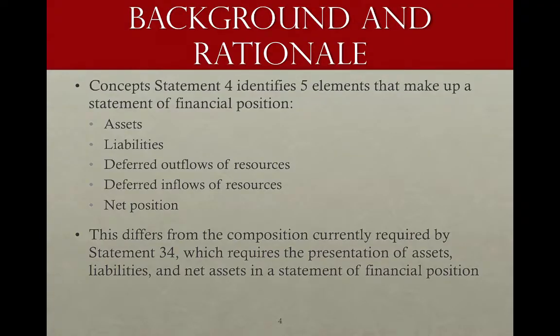The path towards Statements 63 and 65 began with GASB Concept Statement number 4. GASB Concept Statement number 4 defines elements of financial statements, or the things that are reported in financial statements. In a statement of financial position, like a balance sheet or a statement of net assets, the GASB identified 5 distinct elements: assets, liabilities, deferred outflows of resources, deferred inflows of resources, and net position, which is the cumulative amount of all the other elements reported in a statement of net position.